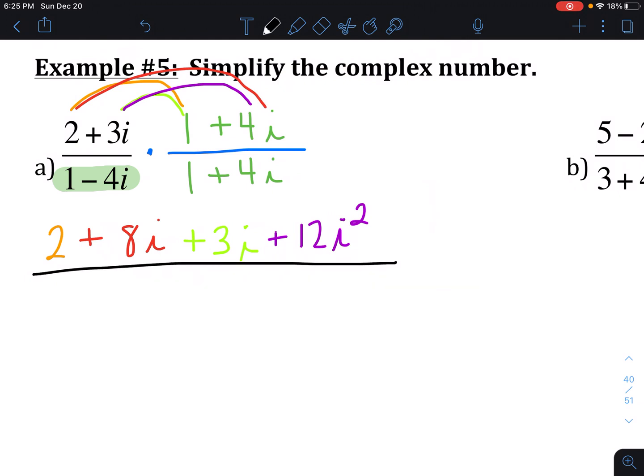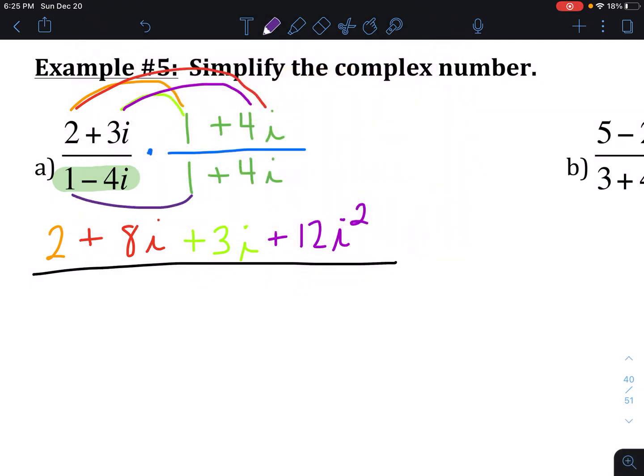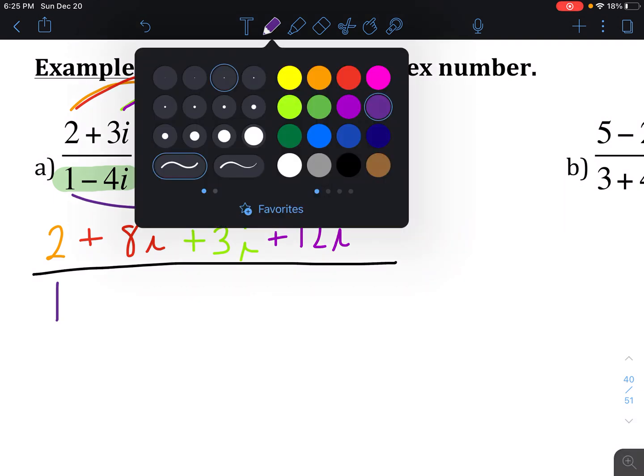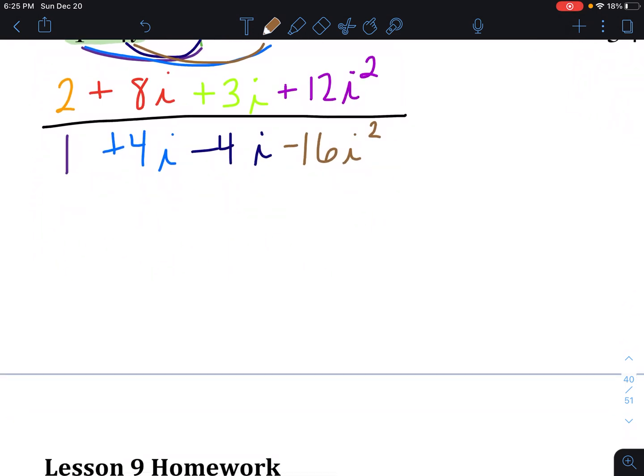Now let's FOIL the denominator. First, outsides, insides, and lasts. So that would be negative 16i squared. Be careful, negative 4 times 4 is negative 16, and i times i is i squared. So now that we FOILed, we're going to be looking to clean things up and combine like terms.